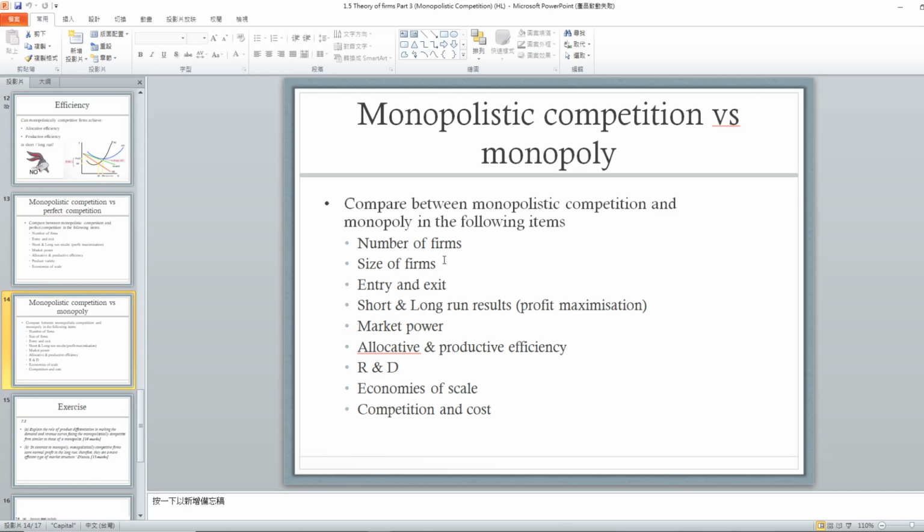So the size of firms. Come on, very quickly, size of firms. Alright, then I'll make it more efficient. I'm just going to keep asking people, following the order that I see in the chat. Okay, Andrew, can you give me the answer? Size of firms.